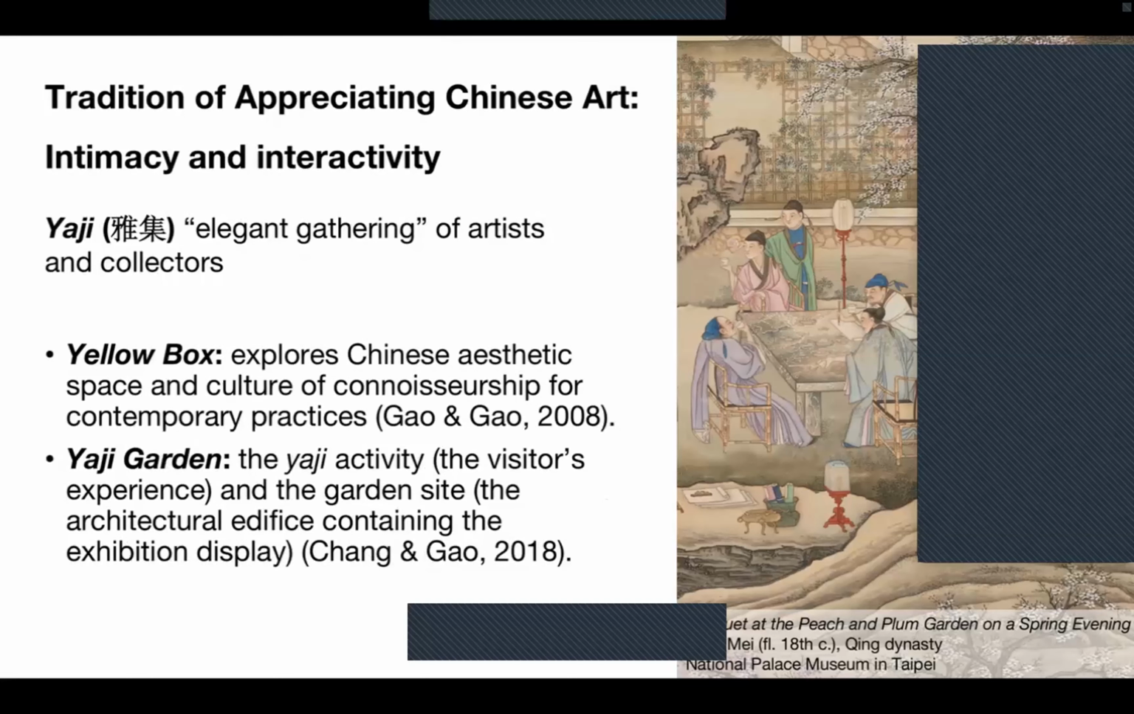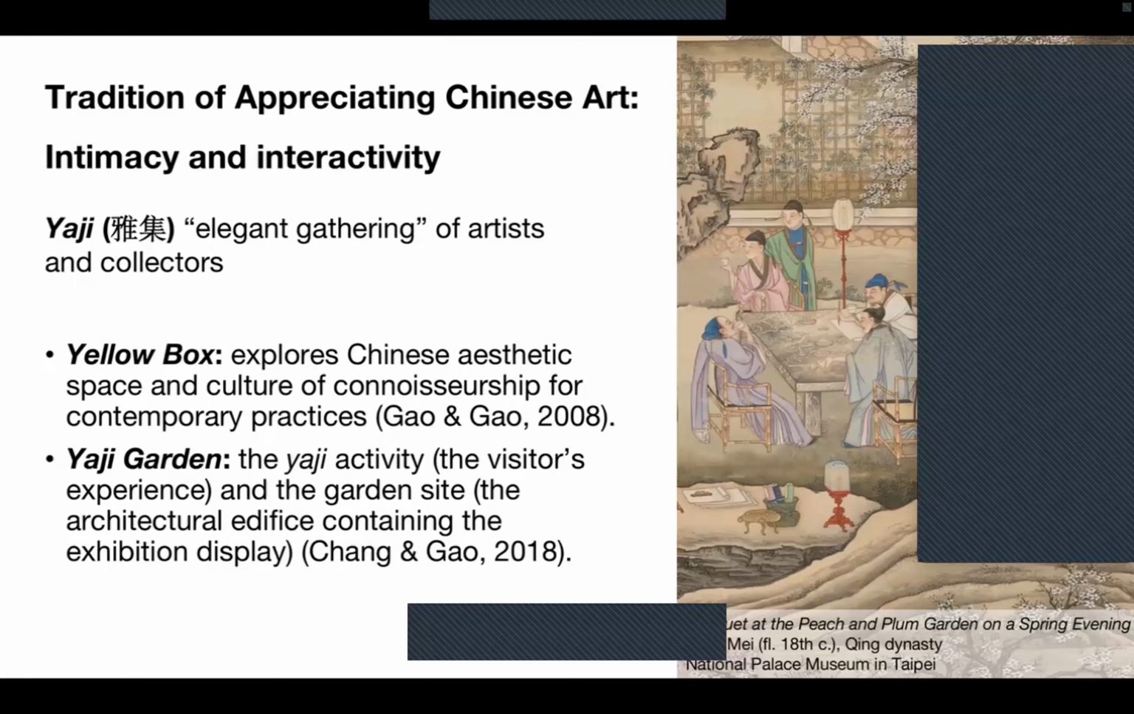So one typical example of the appreciation tradition is the Yaji event. This is a 2000 year tradition of literary gatherings of artists and collectors. As you can see, a famous painting here depicts the literati sitting around the table and appreciating objects. Well, many contemporary scholars assert that the viewing of Chinese art needs to incorporate traditional modes of appreciation.